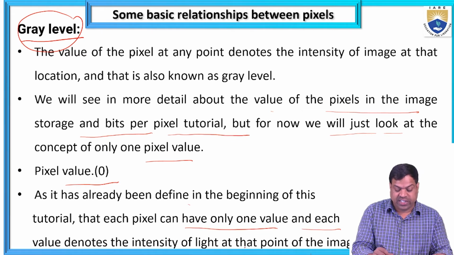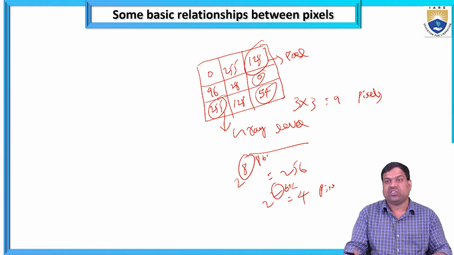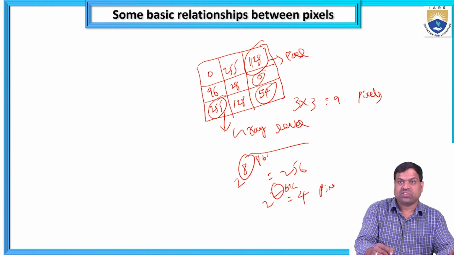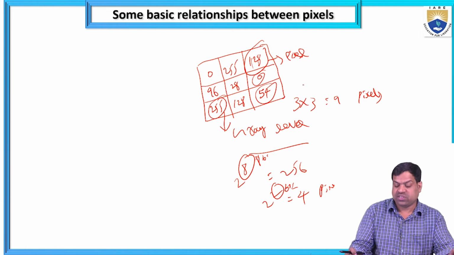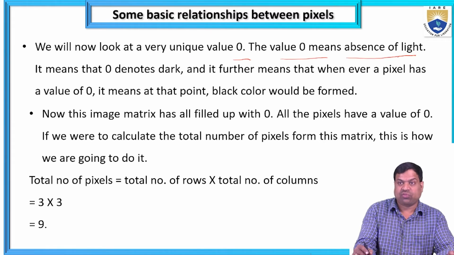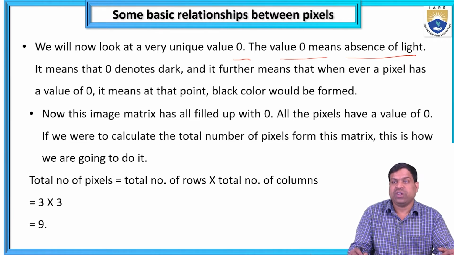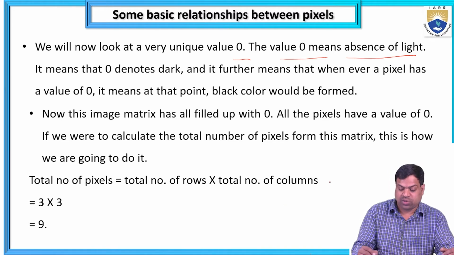Each value denotes the intensity of the light at that point of the image. Every image has intensity values, and these intensity values I am calling gray levels. A very unique value is 0. The value 0 means the absence of light. If the intensity value is 0, that is the absence of light, there is nothing in that pixel. It means 0 denotes dark, and whenever a pixel has a value of 0, black color would be formed.